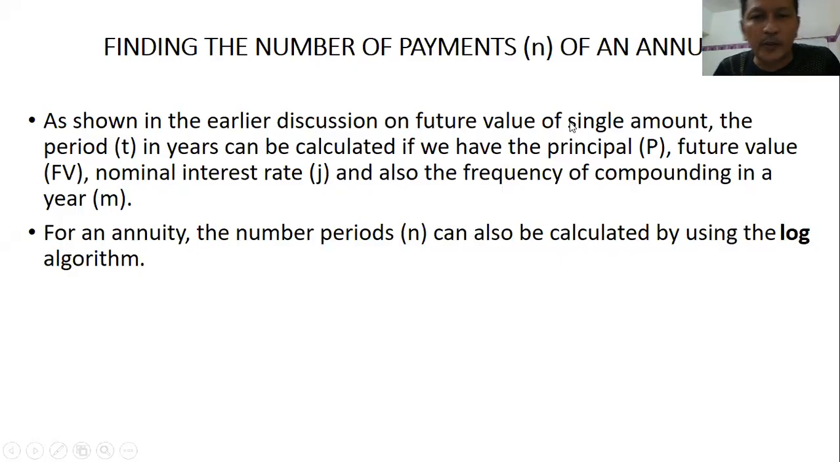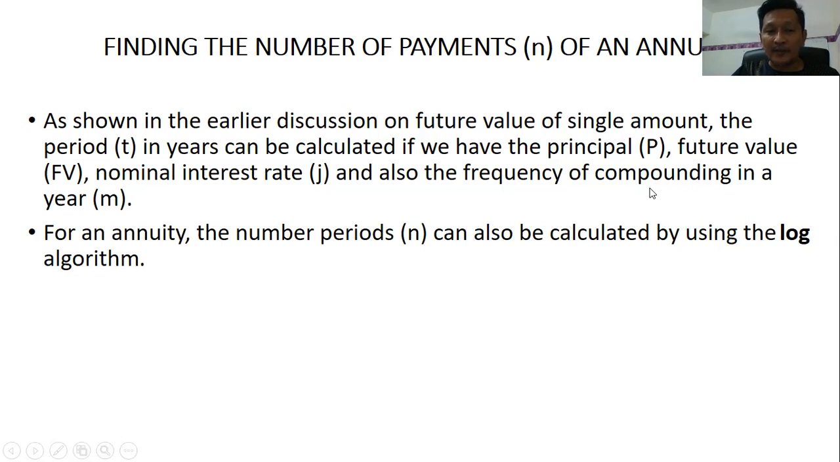Okay, let's continue the lecture with finding the number of payments, or N, of an annuity. Now, during our previous discussion on the future value or present value of a single amount, compounding, the period T in years can actually be calculated if we have the numbers for all the other variables, including the principal P, the future value amount, the interest rate, and also the frequency of compounding, which is our M in the formula.